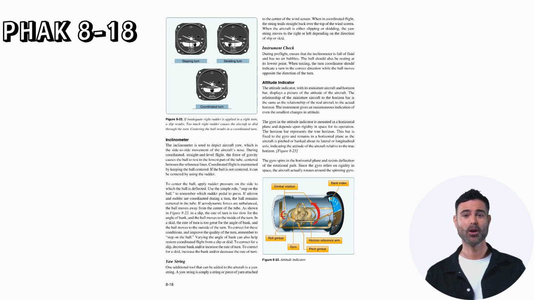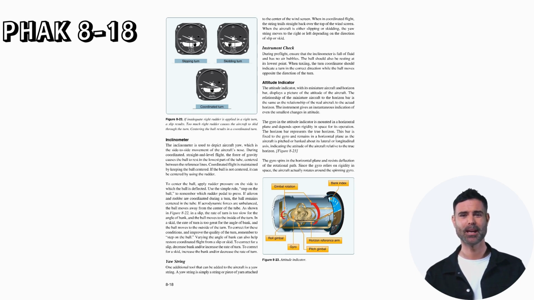If aileron and rudder are coordinated during a turn, the ball remains centered in the tube. If aerodynamic forces are unbalanced, the ball moves away from the center of the tube, as shown in Figure 8.22. In a slip, the rate of turn is too slow for the angle of bank, and the ball moves to the inside of the turn. In a skid, the rate of turn is too great for the angle of bank, and the ball moves to the outside of the turn. To correct for these conditions and improve the quality of the turn, remember to step on the ball.